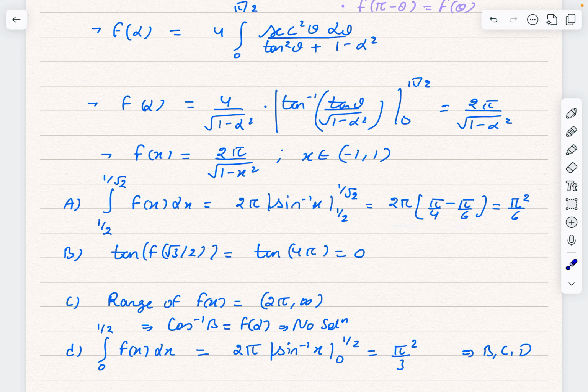In option B, they're asking tan of f of square root 3 by 2. When you put square root 3 by 2 here, you get 4 pi. So you get tan 4 pi, which will be 0.